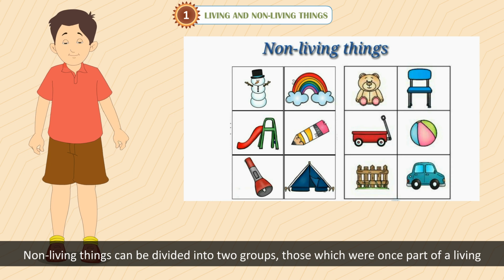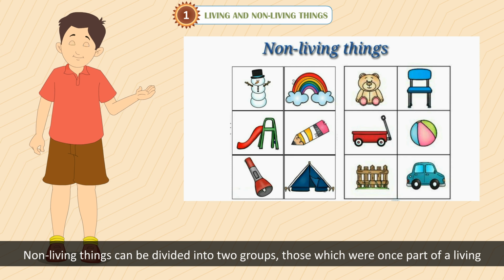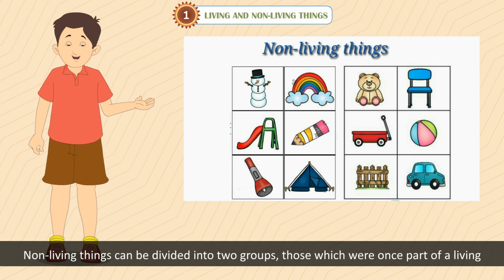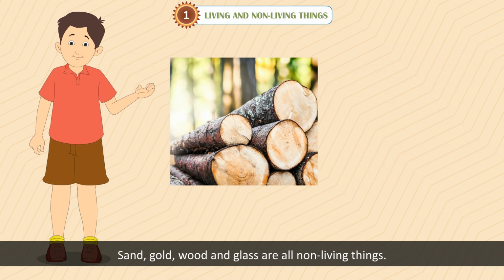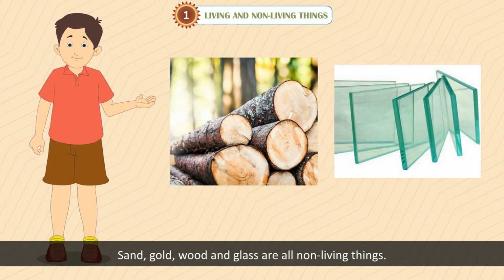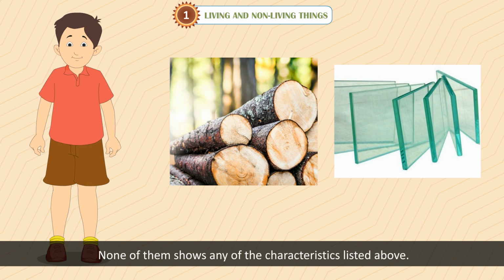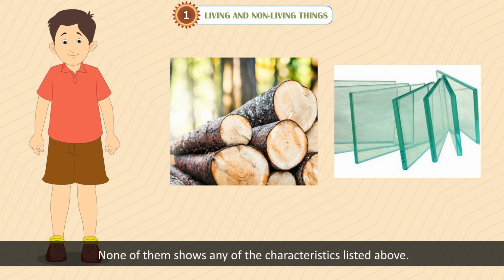Non-living things can be divided into 2 groups, those which were once part of a living thing and those which were never part of a living thing. Sand, gold, wood and glass are all non-living things. None of them shows any of the characteristics listed above.